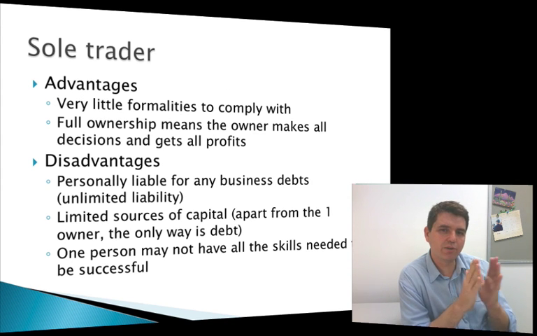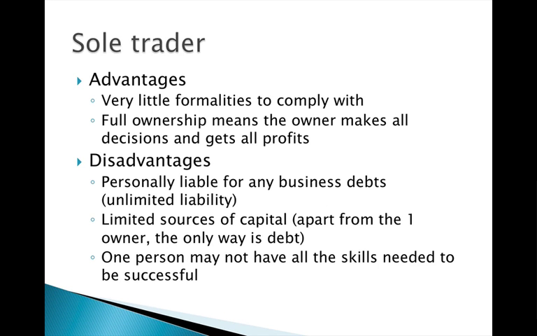And here we see all of this stuff summarized. Advantages, very few formalities. Full ownership means you get control. It also means you get all the profit. Disadvantages, personal liability for all of the business debts, and that liability is unlimited. Limited sources of capital. You have the owner's money, plus what you can get in terms of debt. And you do have some limitations in that one person mightn't have all the skills that you need to actually run a successful business.